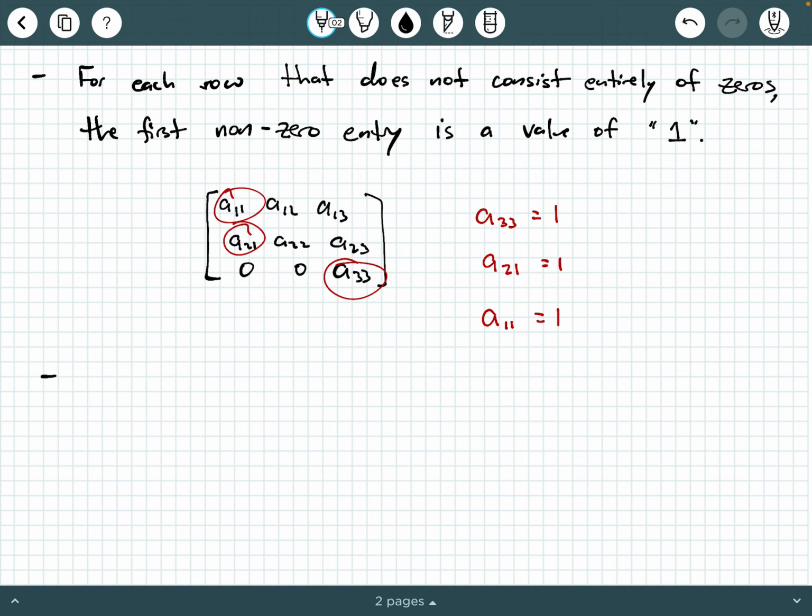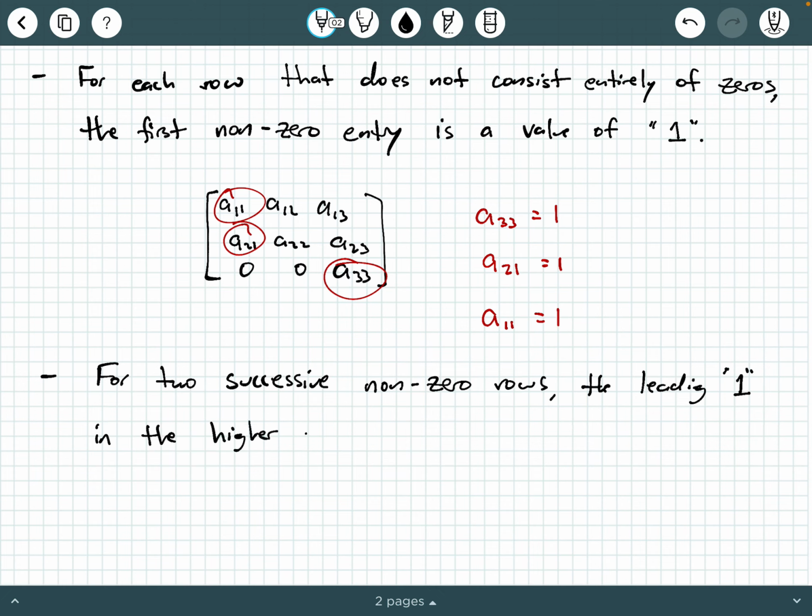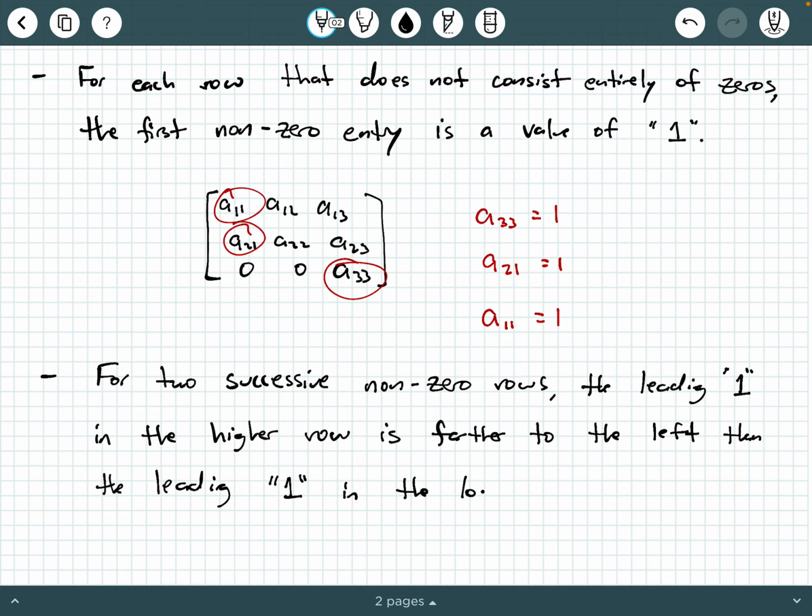So the next stipulation is for 2 successive non-zero rows, the leading value of 1, that's what we just talked about a second ago, in the higher row is farther to the left than the leading value of 1 in the lower row. Okay, so let's think about that for a second.